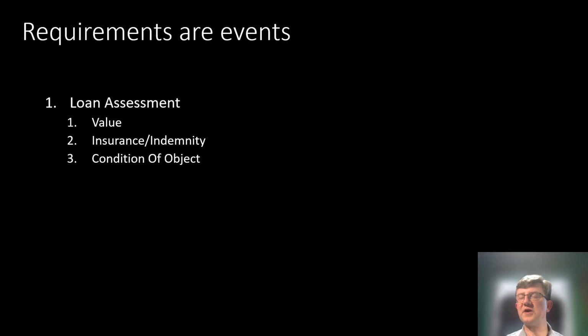So far, so good. But how do we accommodate objects' requirements, the security, shipping, and environmental standards, and so on, required to keep the object safe during the loan? Now, these are conceived of as relating to one of 3 kinds of event. First is a loan assessment that encompasses the object's value, its insurance and indemnity requirements, and its current condition.